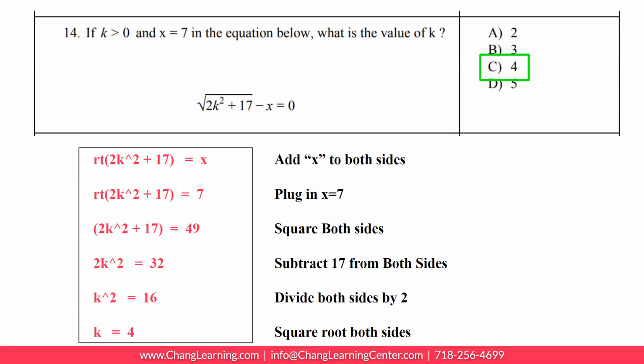I know that if I have x equals 7 is given, I can now place that on the right side. So the square root of 2k squared plus 17 equals 7 as given. Square both sides, and the square root symbol is eliminated on the left, and we have 2k squared plus 17 equals 7 squared, which is 49. Subtract 17 from both sides, so 2k squared is 32. Divide both sides by 2. That means k squared is 16, and then take the square root, and k is 4. The correct answer was C, 4.